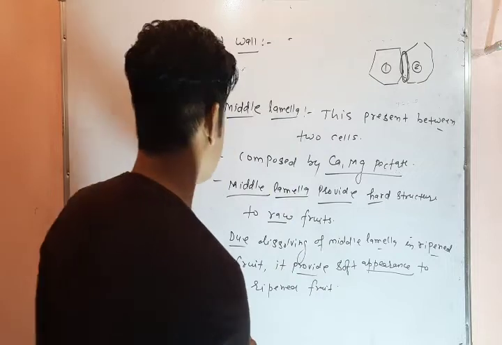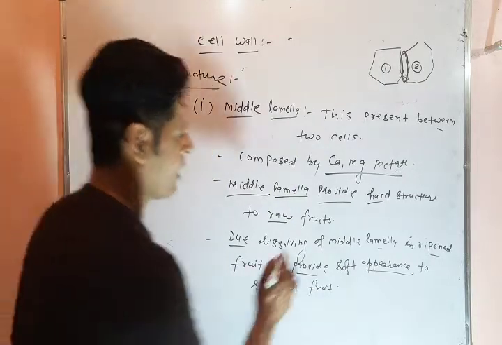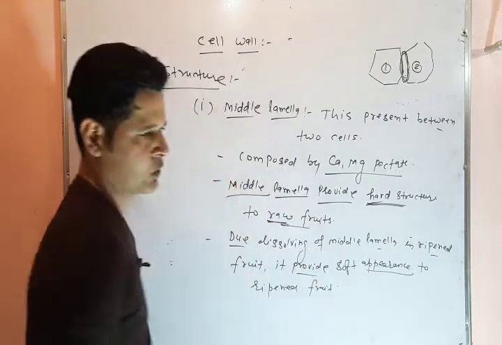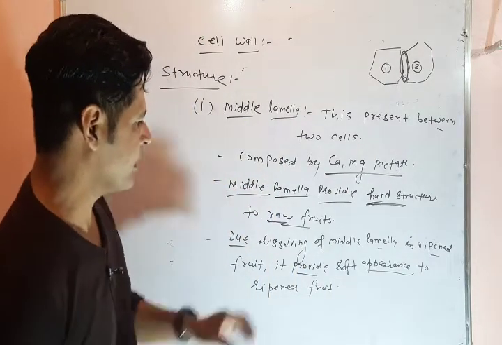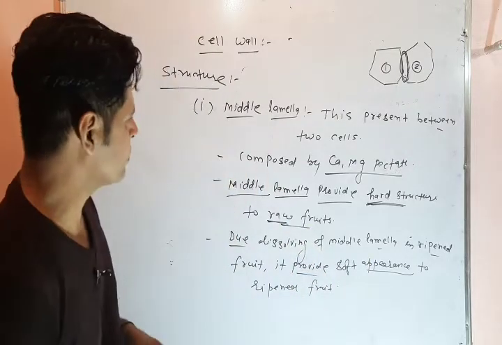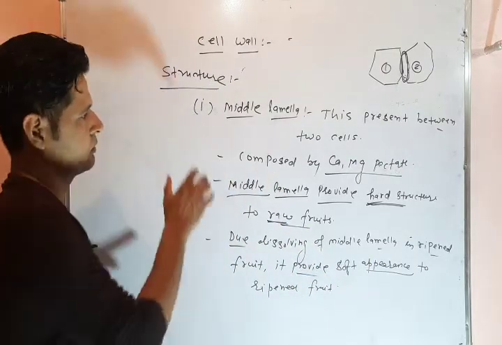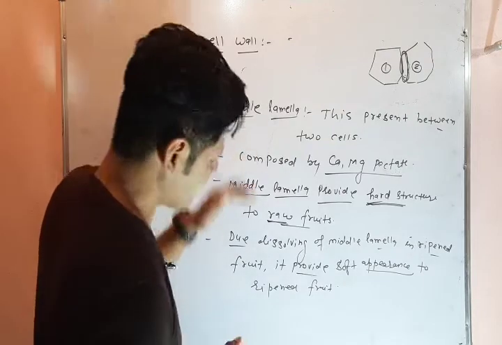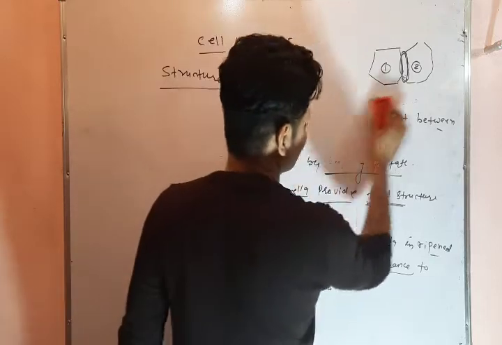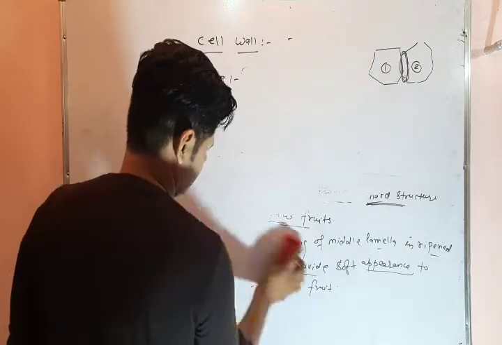Okay, I think you got it. Middle lamella provides hard structure to raw fruits. During ripening, the middle lamella will be dissolved and provide a soft appearance to the ripened fruit. So this is about the middle lamella. Another part of the cell wall is the primary cell wall.